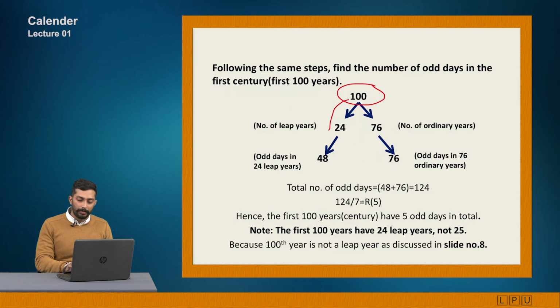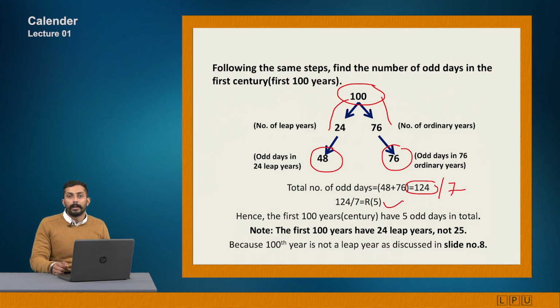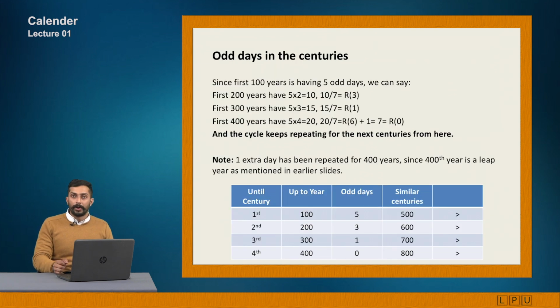So 100 years will give 24 leap years and 76 non-leap years. 24 will become 48 because we have 2 odd days each. 76 remains 76. By adding these two and dividing by 7, we get remainder 5. That means there are 5 odd days in 100 years, right? We take 24 leap years, not 25, because the 100th year cannot be a leap year. So the odd days in a century, if I calculate, we have 5 here.